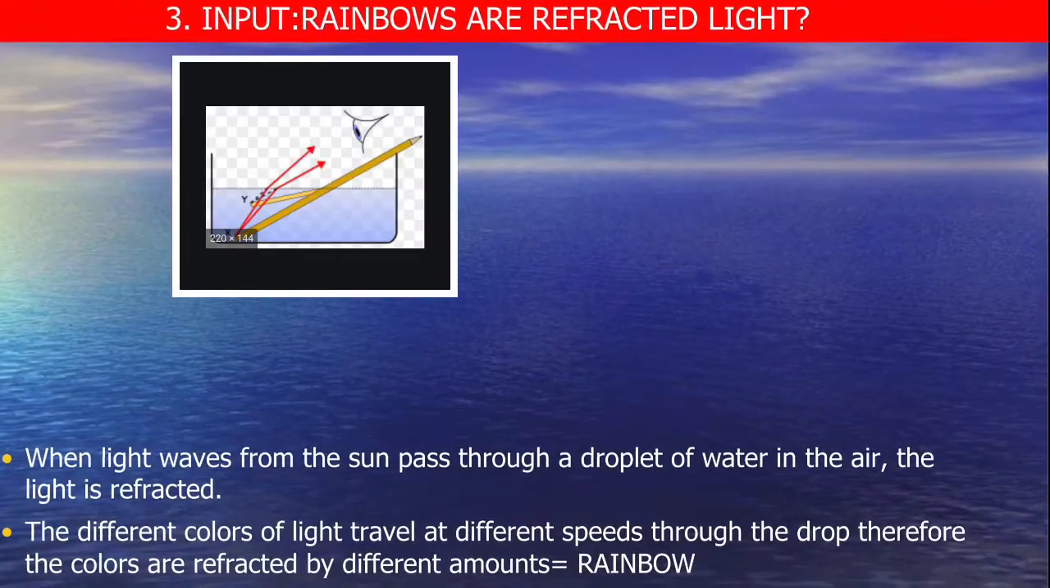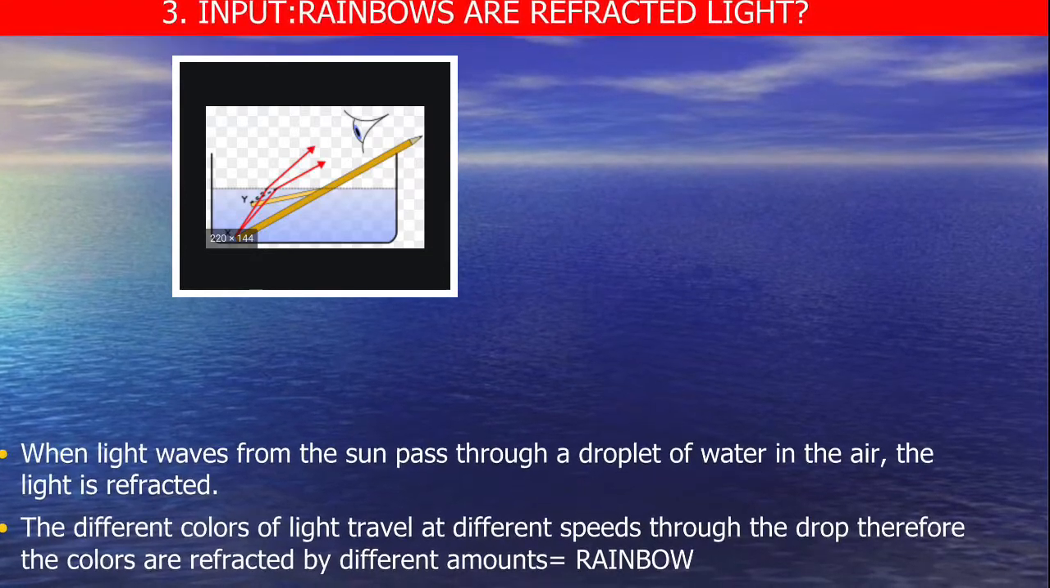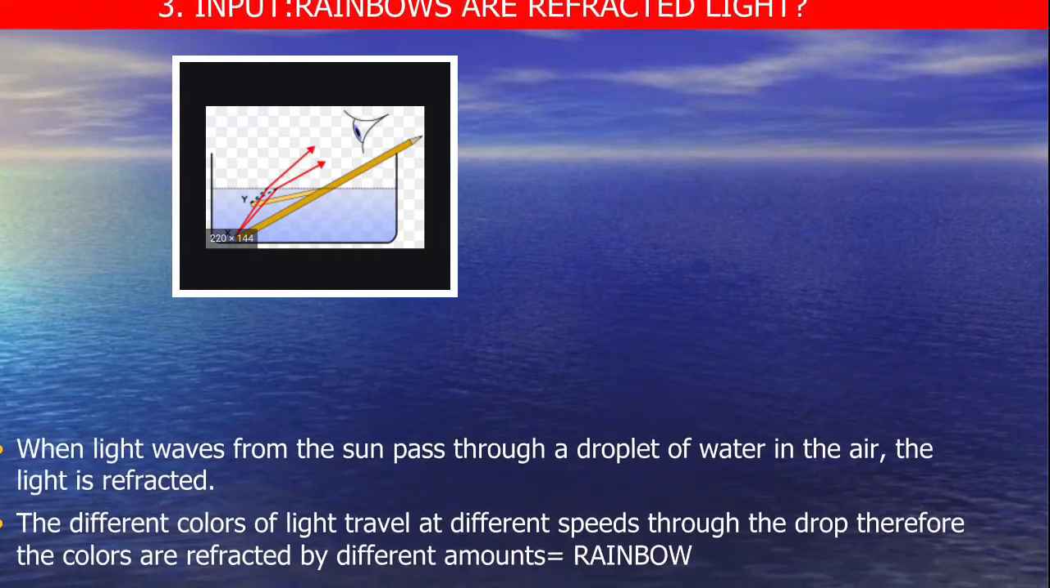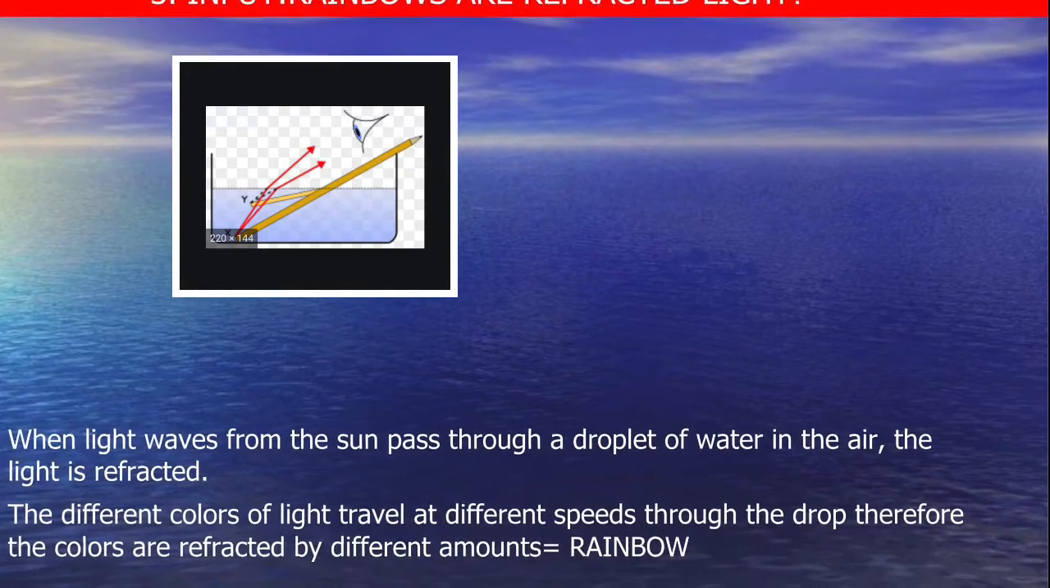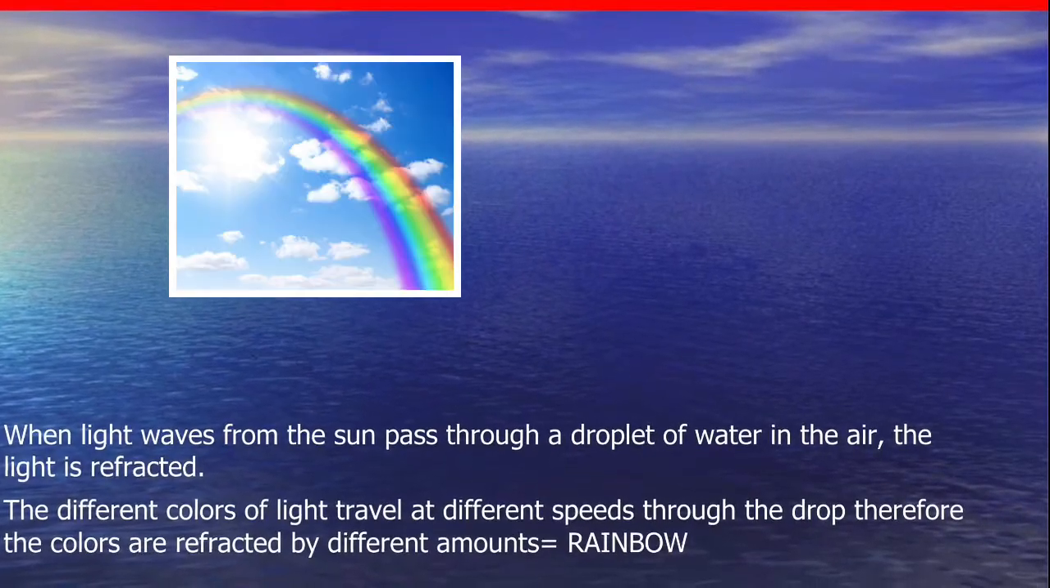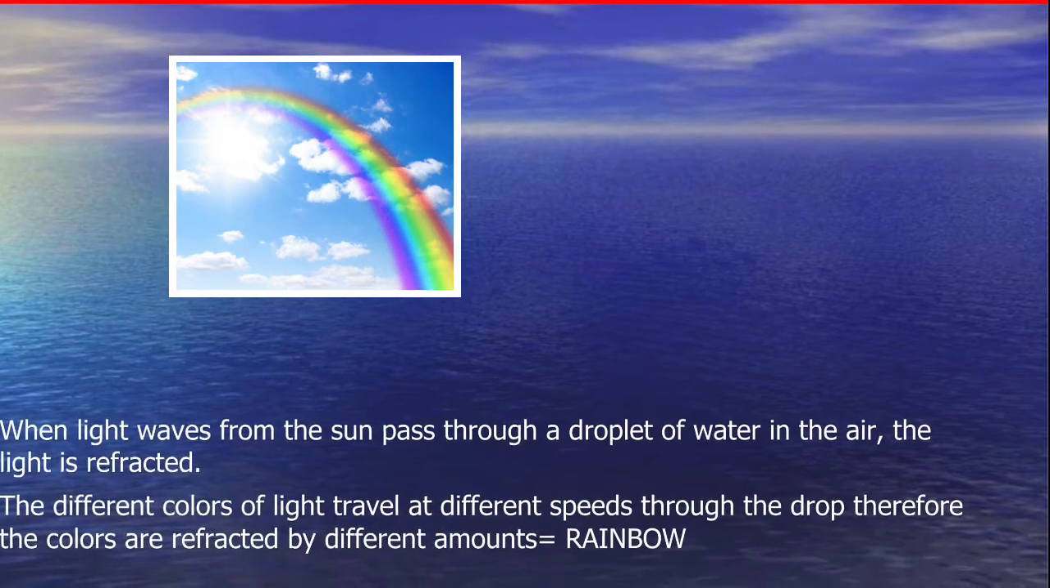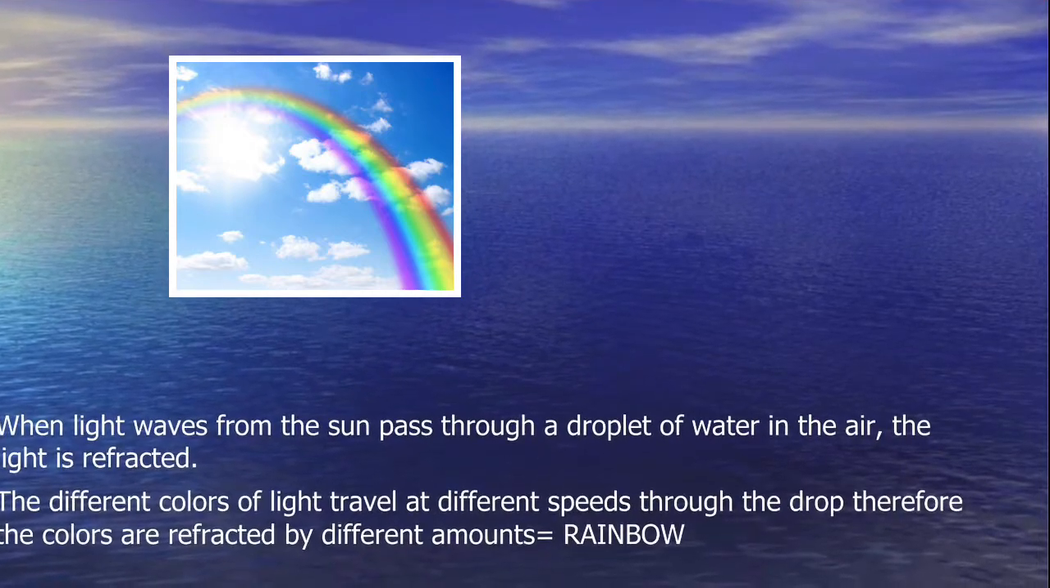When light waves from the sun pass through a droplet of water in the air, the light is refracted. The different colors of light travel at different speeds through the drops of water. Therefore, the colors are refracted, and you have what's called a rainbow.